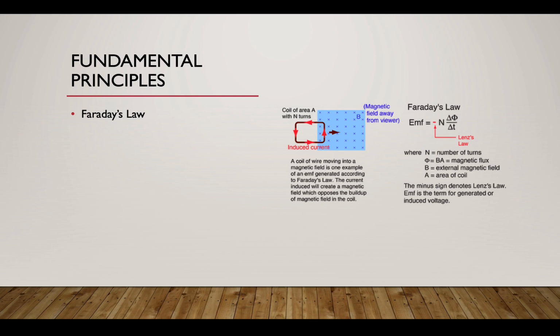The fundamental principle for this lab was Faraday's law. Faraday's law basically shows that EMF is equal to negative N times delta Φ over delta t, where N is the number of turns. Φ equals B times A is the magnetic flux, B is the external magnetic field, and A is the area of the coil.